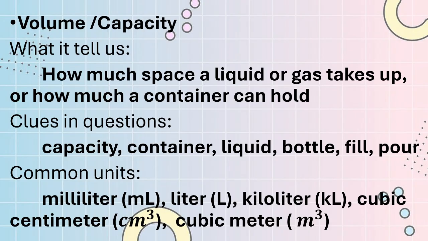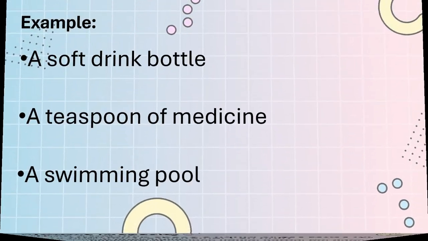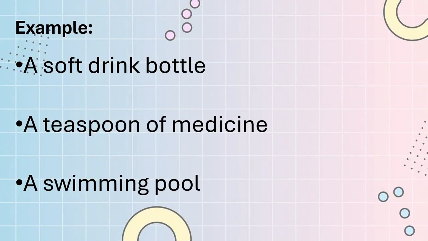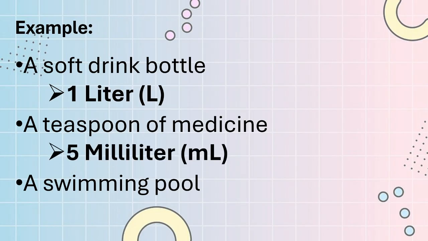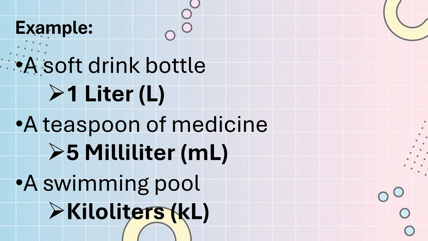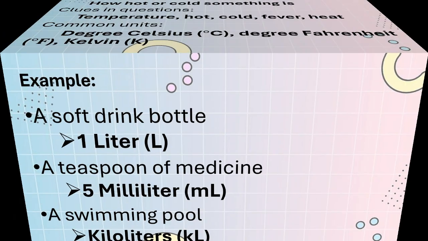Okay po. So, mostly ice cream, water, soft drinks. Okay, a soft drink bottle. So, mostly yan sa mga soft drinks natin, 1 liter, 1.5 liter. A teaspoon of medicine, automatically the milliliter, since it is a smaller unit. And a swimming pool means kiloliter, since swimming pool is so huge.